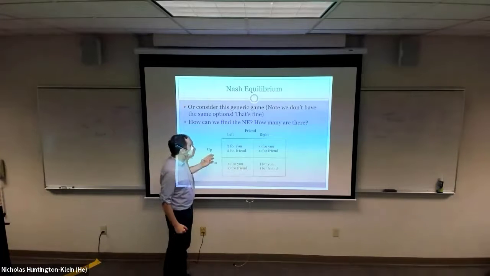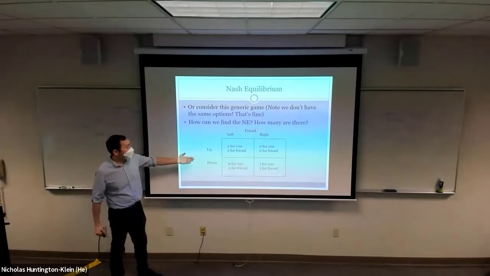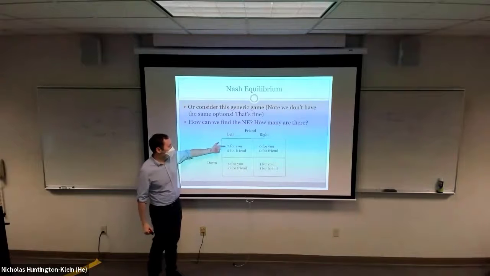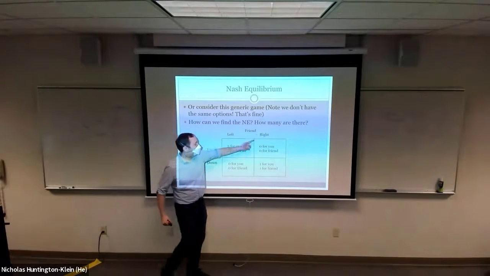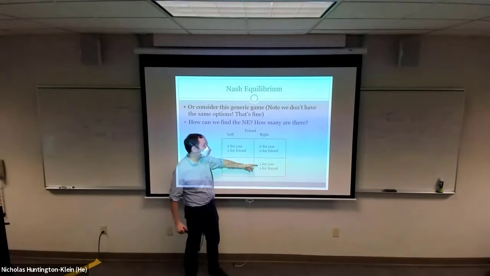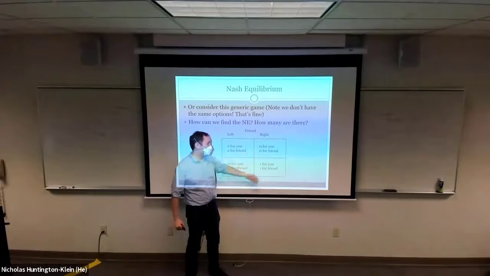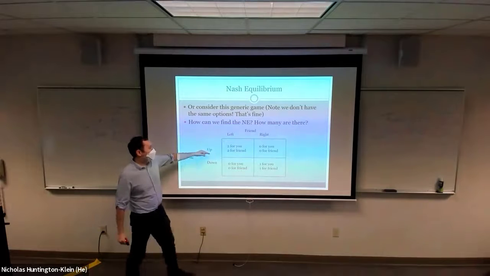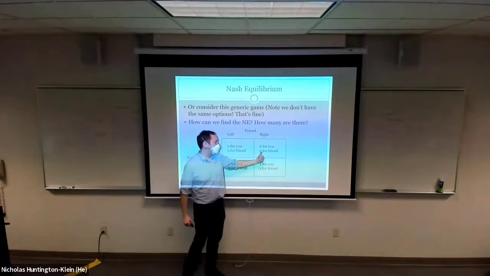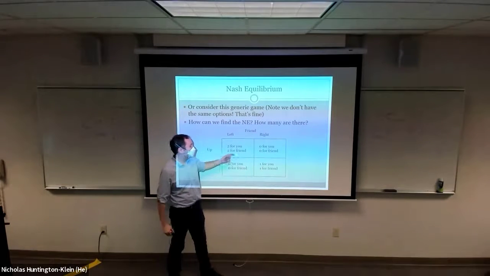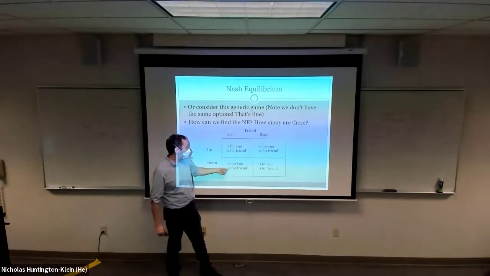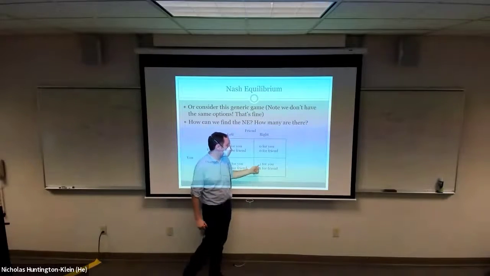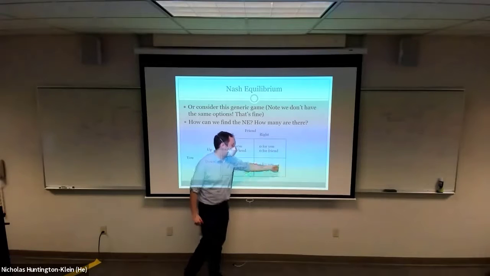Well, let's do the same thing we've always done. What if we think our friend's going to go left? We can go up and get 2, down and get 0. 2 is better than 0. We circle that. If we think they're going to go right, we can go up and get 0, down and get 1. 1 is better than 0. We circle that. If they think we're going to go up, they can go left and get 2, right and get 0. 2 is better than 0. We circle that. Now we've got both of these circled right here. If they think we're going to go down, they can go left and get 0, right and get 1. 1 is better than 0. We circle both of these.